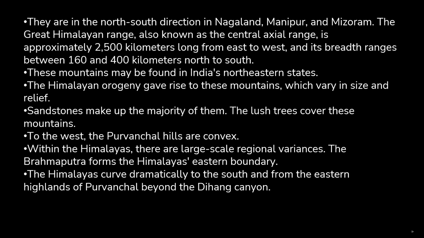These mountains may be found in India's northeastern states. The Himalayan orogeny gave rise to these mountains, which vary in size and relief. Sandstones make up the majority of them. Lush trees cover these mountains. To the west, the Purvanchal Hills are convex. Within the Himalayas, there are large-scale regional variances. The Brahmaputra forms the Himalayas' eastern boundary. The Himalayas curve dramatically to the south around the eastern highlands of Purvanchal beyond the Dihang Canyon.